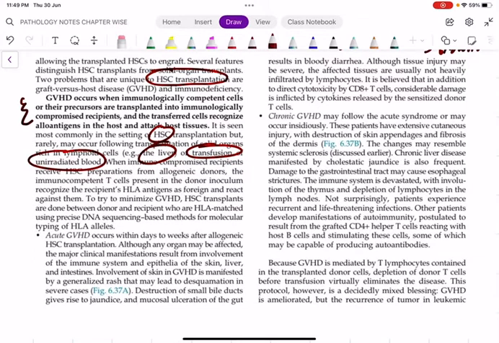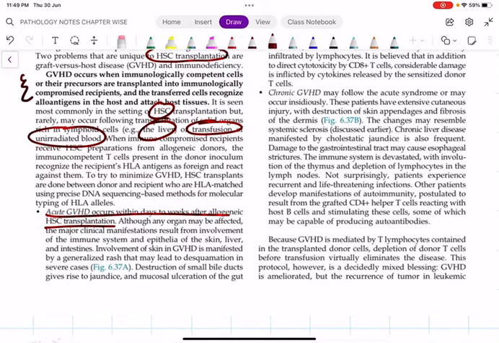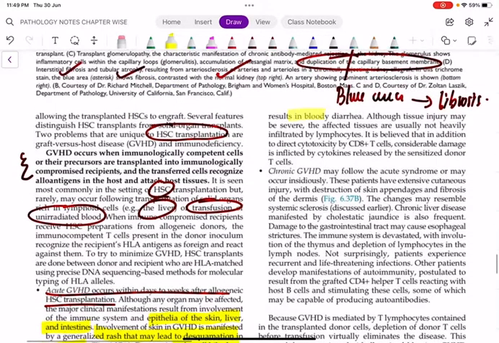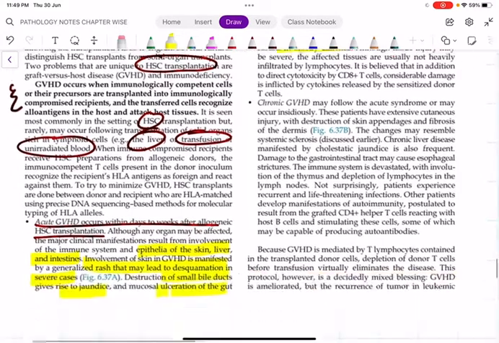Acute and chronic. Remember, acute means it occurs within days to weeks after the hematopoietic stem cell transplantation. And remember, the major organs involved in acute GvHD are the epithelium of skin, liver and intestine. Involvement of skin will lead to desquamation and a generalized rash. There will be destruction of bile duct, which gives rise to jaundice, and mucosal ulceration of the gut, which results in bloody diarrhea.